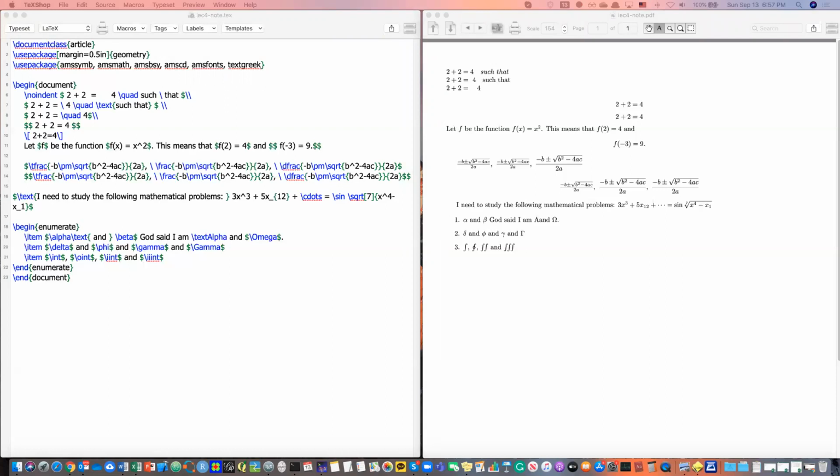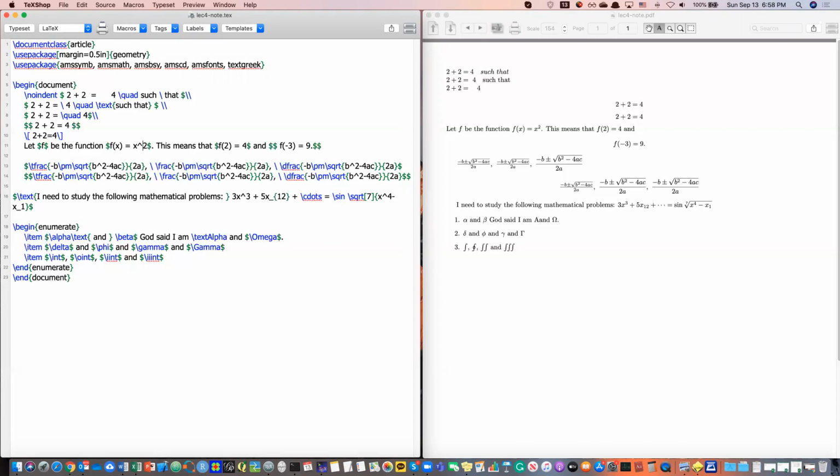Let me type this. Let f be the function f of x equals x squared. So this means that f of 2 equals 4 and f of negative 3 equals 9. How can you type this using LaTeX? See that letter f? This is actually not the letter f, that's the symbol of a function. To get the symbol of a function, we use the dollar symbol, the math mode. We type f in math mode.